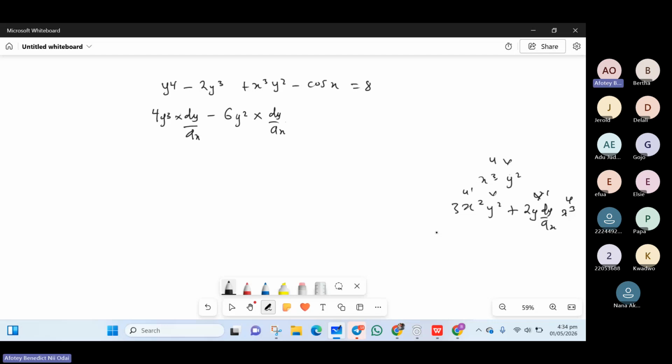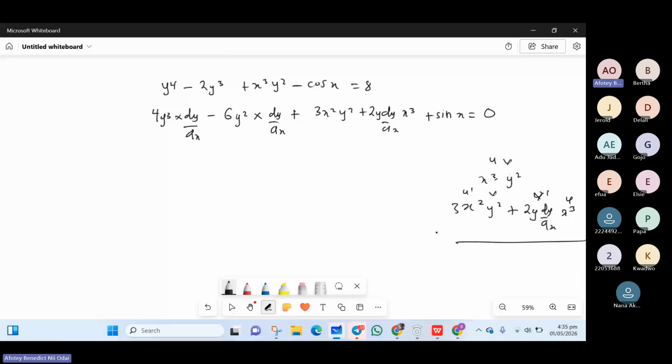Right, so let's bring this back into our question that we have. So we have plus x cubed y squared, whose differential is now this. Right, so we have plus 3x squared y squared plus 2y dy on dx, x to the power 3. The differential of course is negative sign, so the negative becomes positive. We have sine x, and of course differential of a constant is 0. So once you get this first step, you are basically done, right? So the second step is now to group like terms.